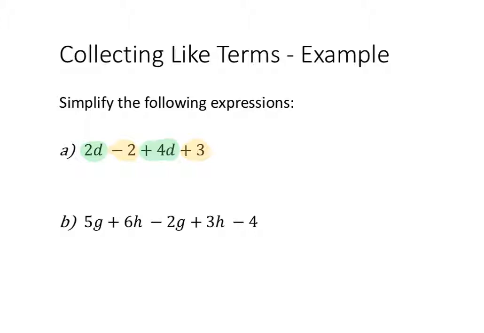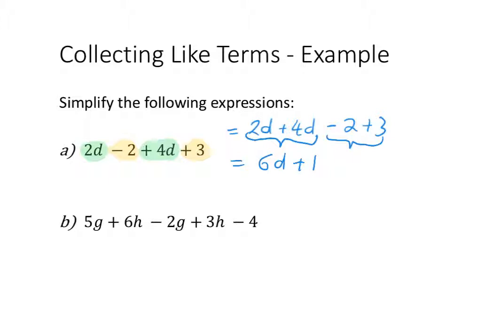So now that I've gone ahead and I've identified all of my like terms, I can start to simplify. So the first step is going to be to rewrite the expression, grouping all of my like terms together. So 2d plus 4d minus 2 plus 3. So now I can go ahead and simplify both parts of that. So 2d plus 4d is going to equal 6d, and then minus 2 plus 3 is going to equal plus 1. So the expression simplifies to 6d plus 1.